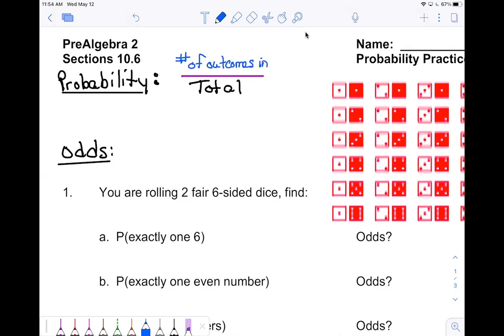In our event, whatever event we happen to be saying, I'm just going to say A. So A represents whatever we're finding. So the number of outcomes in A versus the total. So the bottom is always the total.